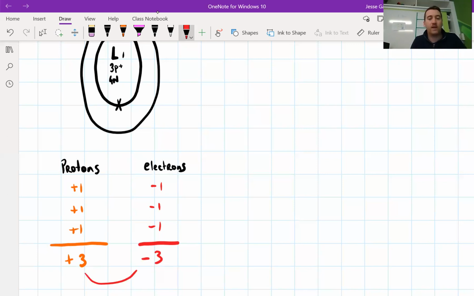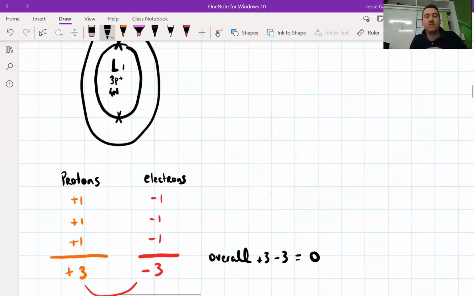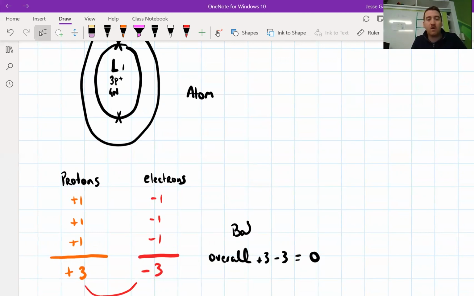Now, overall, hopefully you can see that these things are balanced. If we think about the overall charge for a second, we have a +3 and a -3, and those add up to 0. So we say the overall charge of this thing is 0. Anytime we have an atom with an overall charge of 0, we simply call this thing an atom. Here's a key word when we're talking about charges: we say that the charges are balanced.